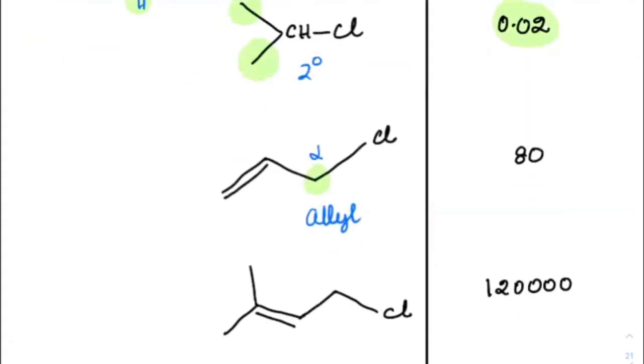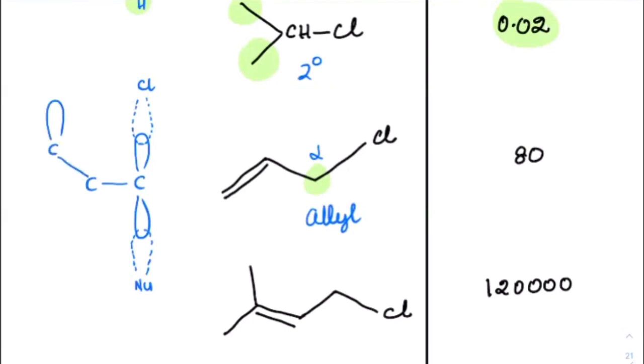Suppose you have a carbon connected to chlorine, which has an orbital. One orbital is of chlorine, which is leaving, and the other orbital is of a nucleophile, which is attacking. Now here this carbon is connected to another carbon which has a pi bond system. Right.